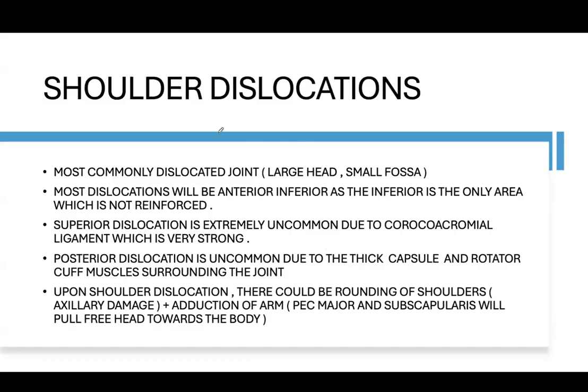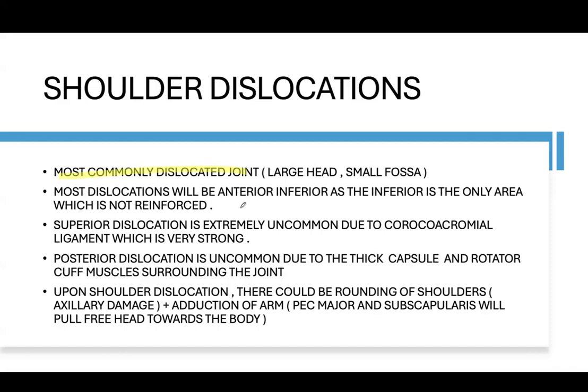So we're almost done with the lecture now. I think we've made good time. So the most commonly dislocated one is the shoulder. I'm sure you've already done this, but this is just a review. It's the most commonly dislocated joint because it has a large head, the humeral head, and the small fossa, the glenoid fossa, is really small.